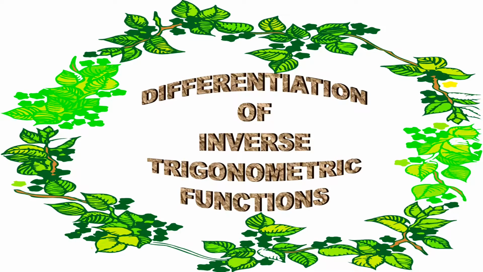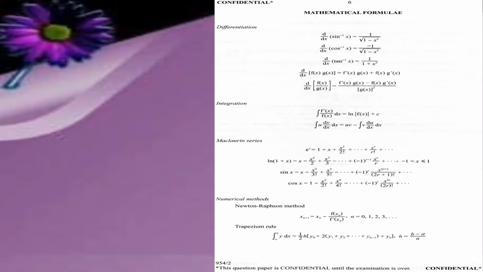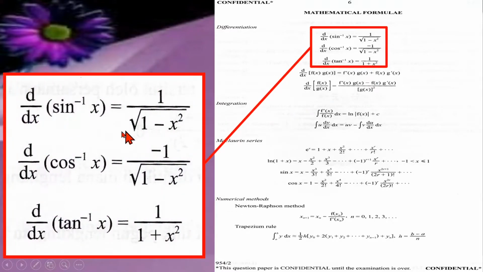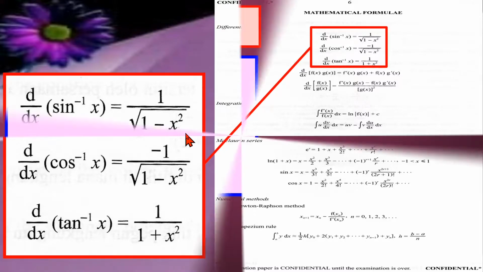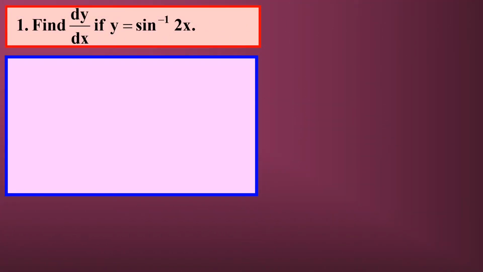Today we are going to talk about differentiation of inverse trigonometric functions. The formulas for inverse trigonometric functions, you can find them in the formula list in your exam paper. We have the differentiation of inverse sine, differentiation of inverse cos, and differentiation of inverse tangent. And they will transform into simple equation like this. Let's check out the examples.